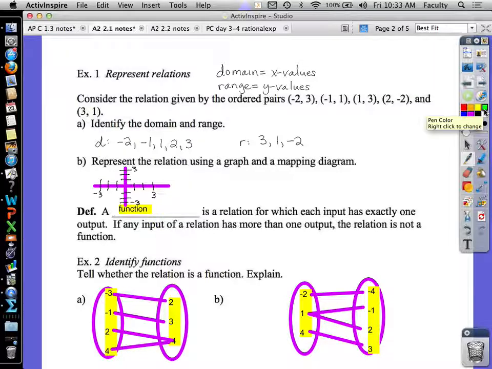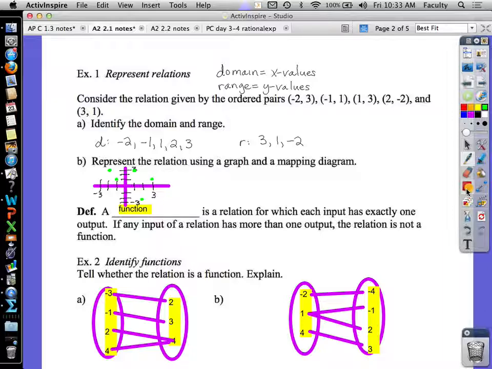So what I'm going to do is a relation is just a set of ordered pairs. So I'm going to plot -2, 3, -1, 1, 1, 3, 2, -2, and 3, 1. A relation is a set of ordered pairs. The domain are the x values, the range are the y values.